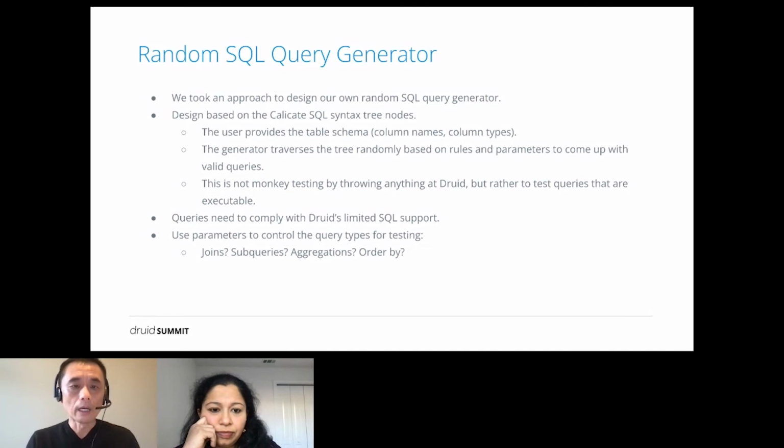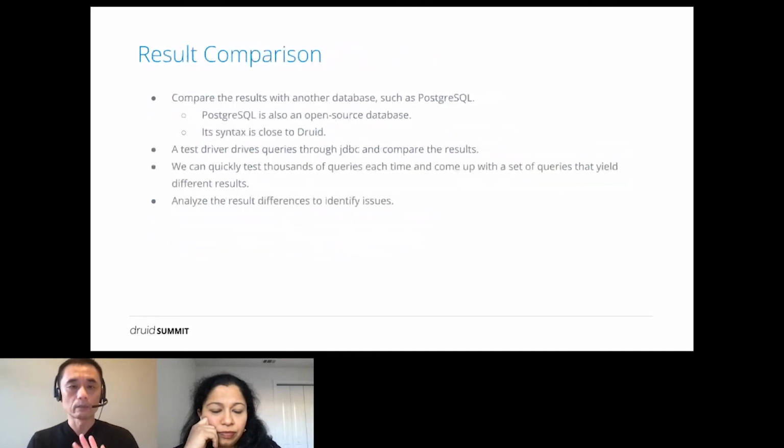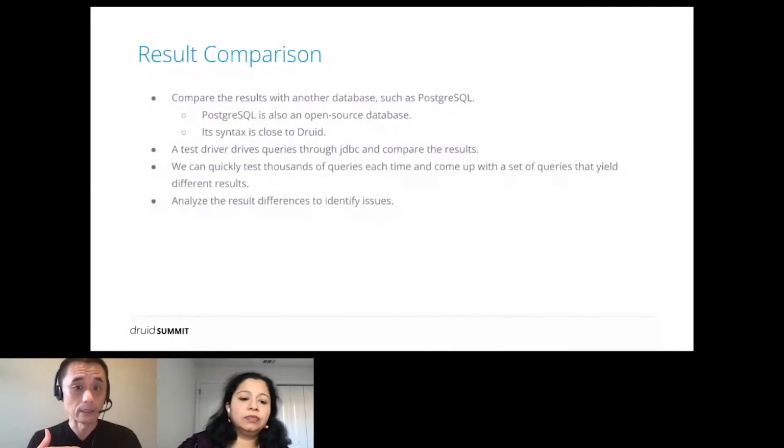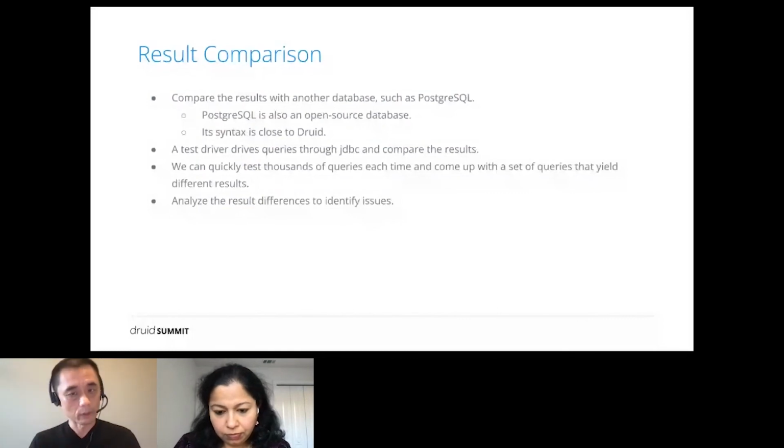After the generator comes up with a set of queries, we want to do result comparisons. Nowadays we compare the results with another database, such as Postgres. You can compare with any database because they go through JDBC. You can use MySQL as well, but we chose Postgres mostly because it's open source, and because its syntax is closer to Druid. The test driver drives queries through JDBC, and this way we can quickly test thousands of queries each time, find queries that yield different results, and then analyze them.